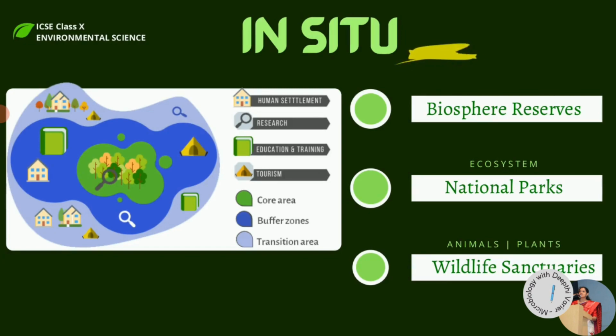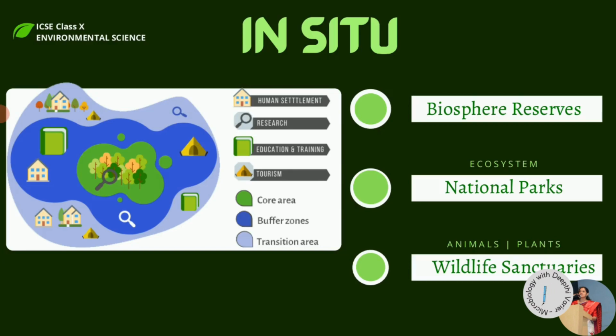In situ, that is on site, when we are trying to conserve the biodiversity, you can either have biosphere reserves or national parks or wildlife sanctuaries. Now, biosphere reserves are large areas. In fact, a biosphere reserve can have national parks and wildlife sanctuaries inside it. So these are huge areas that are there in many of the nations. In fact, India has 18 biosphere reserves.